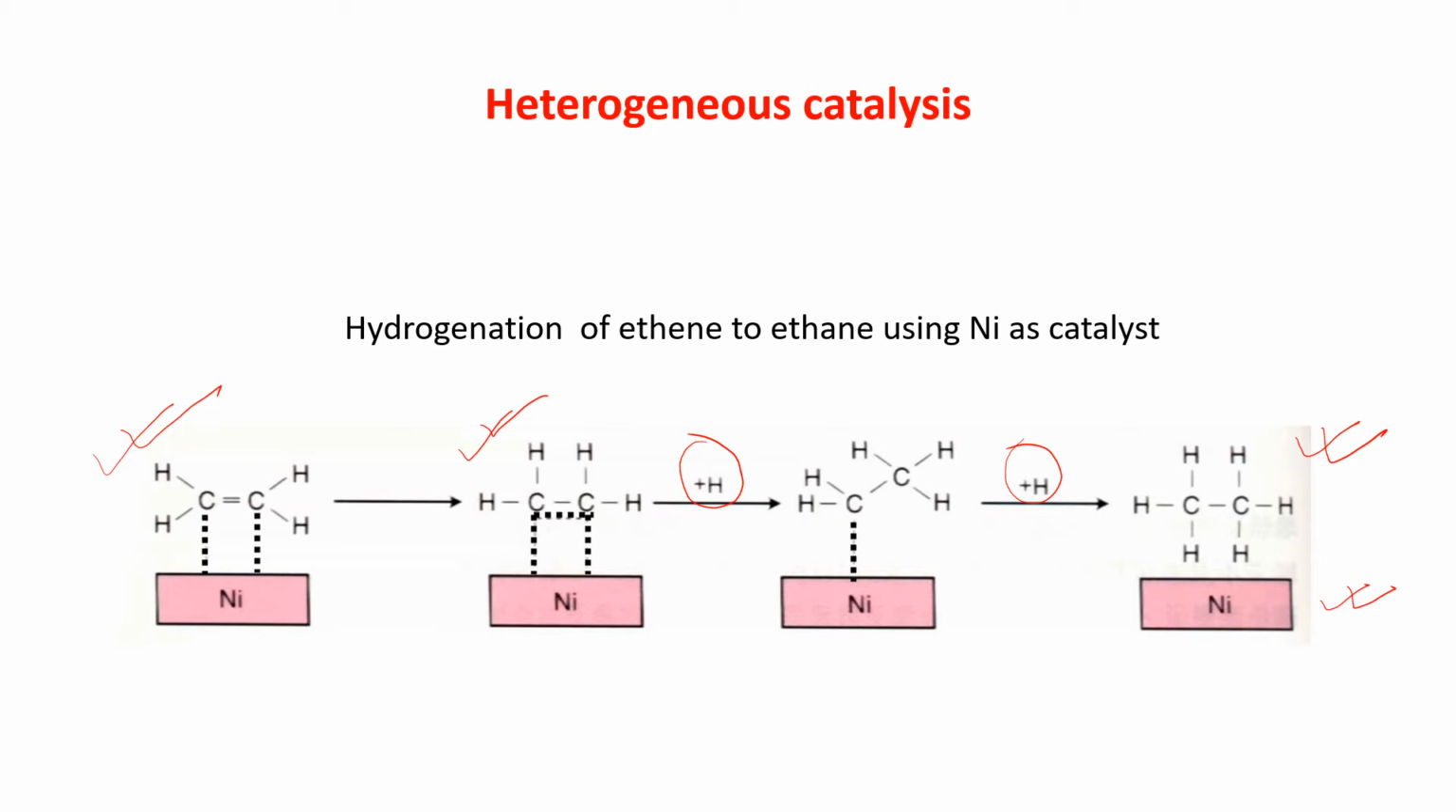That means here ethene and ethane both are in the gaseous state, and the nickel is acting as a catalyst which is in the solid state. So it is an example of heterogeneous catalysis.